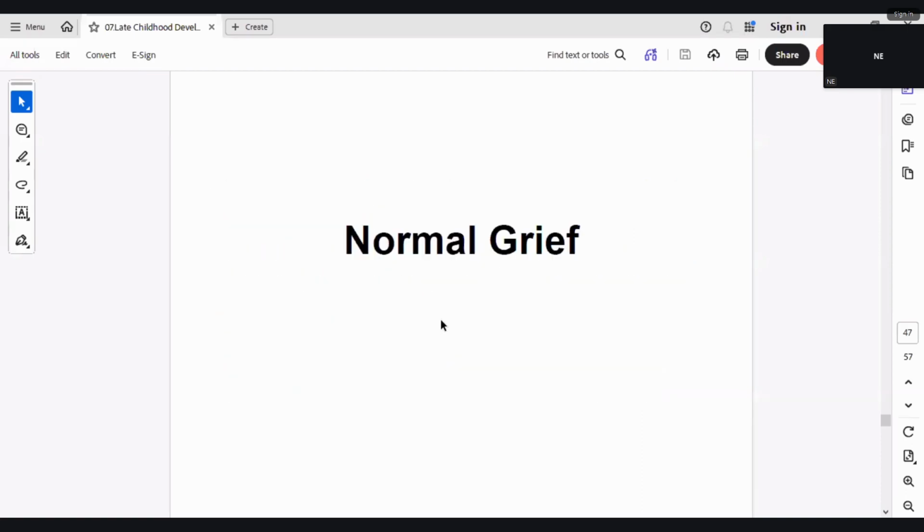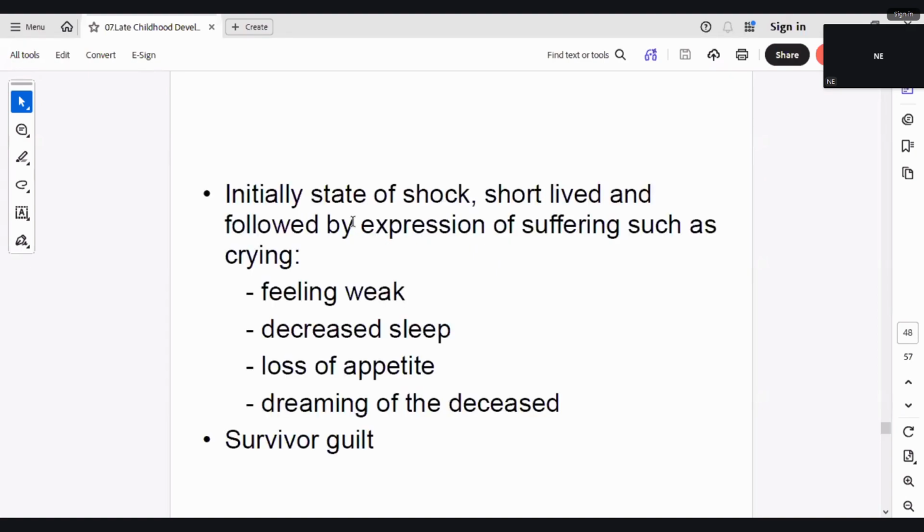But we have normal grief and we have abnormal grief. And that's important to differentiate because interventions will differ. So in normal grief, initially there's a state of shock, obviously, but that could be short-lived and followed by expressions of suffering, such as crying, feeling weak, not sleeping, not eating, and then dreaming of the person who passed.